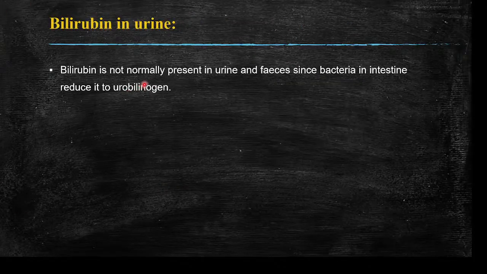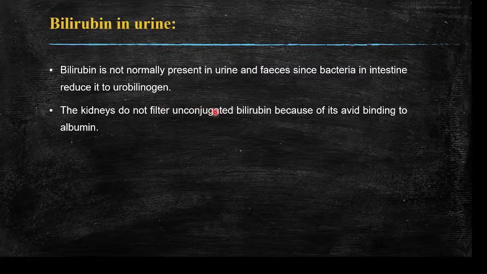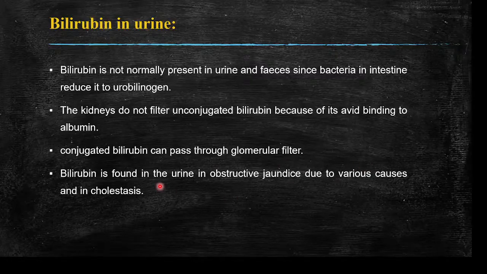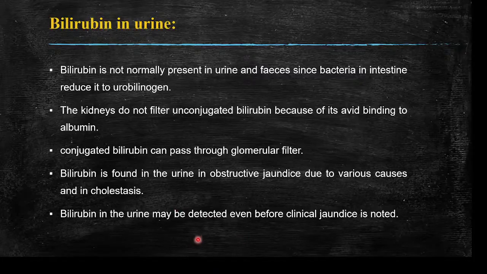Okay. So bilirubin in urine. Bilirubin is not normally present in urine and feces since bacteria in the intestine reduce it to urobilinogen. The kidneys do not filter unconjugated bilirubin because of its binding to albumin, and conjugated bilirubin can pass through the glomerular filtrate. Bilirubin is found in the urine in case of obstructive jaundice due to various causes, and in case of cholestasis. So bilirubin in urine may be detected even before clinical jaundice, that is, even before the yellow coloration of the eye or skin is observed.